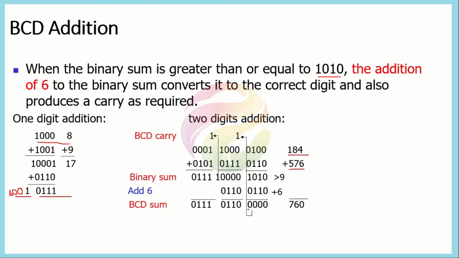So what we have to do is, if the result is greater than 9, we just need to add a 6, and if there is a carry generated, we have to transfer that carry to the next column.